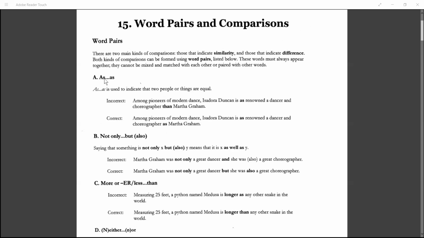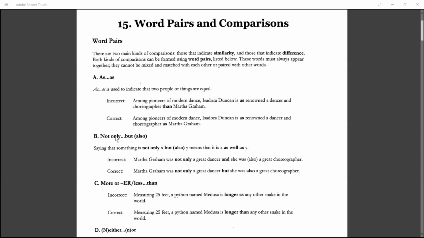So as and as is one pair, not only but also is one pair. Here also is not compulsory, but not only and but definitely is a pair. Understood? And it's not important that but and also will come together.